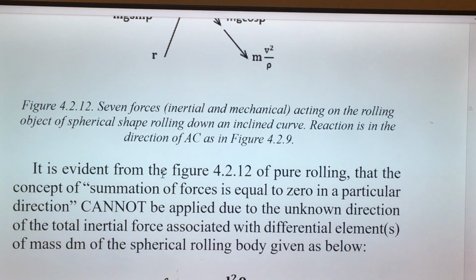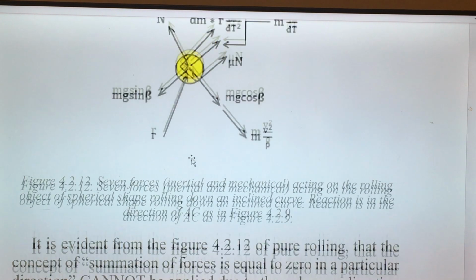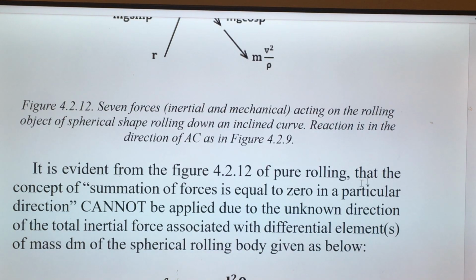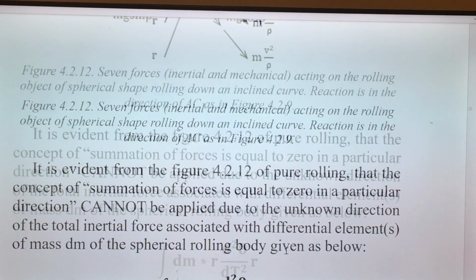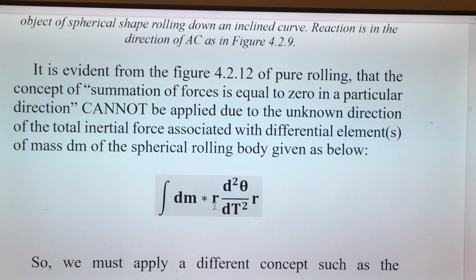It is evident from figure 4.2.12, this figure of pure rolling, that the concept of summation of forces equal to 0 in a particular direction cannot be applied, due to the unknown direction of the total inertial force associated with the differential element of mass dm of the spherical rolling body. This is the total inertial force; when we integrate, we get the total. But where does this force act? No one knows. So we cannot apply summation of forces because we cannot find its component in a particular direction.